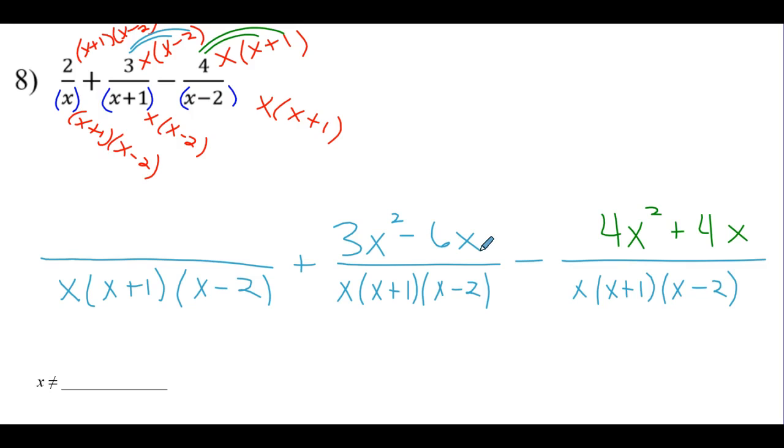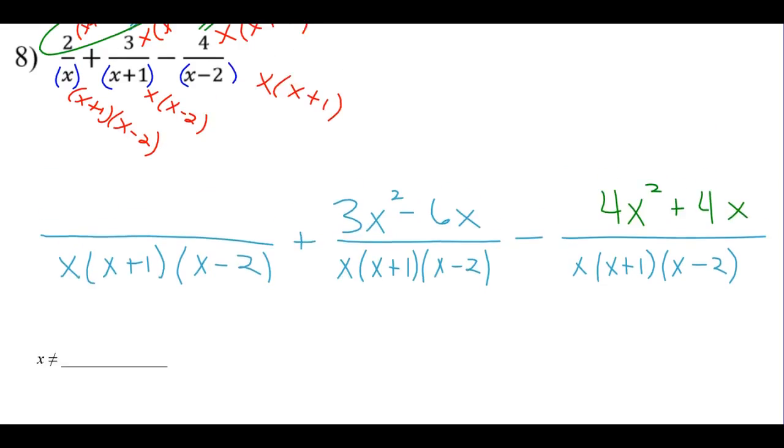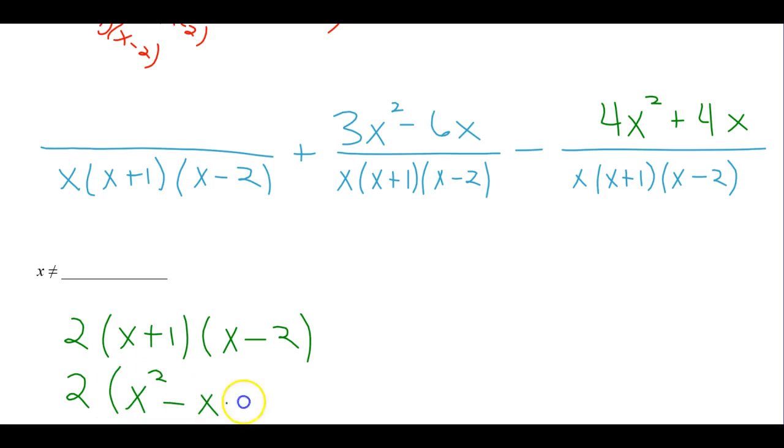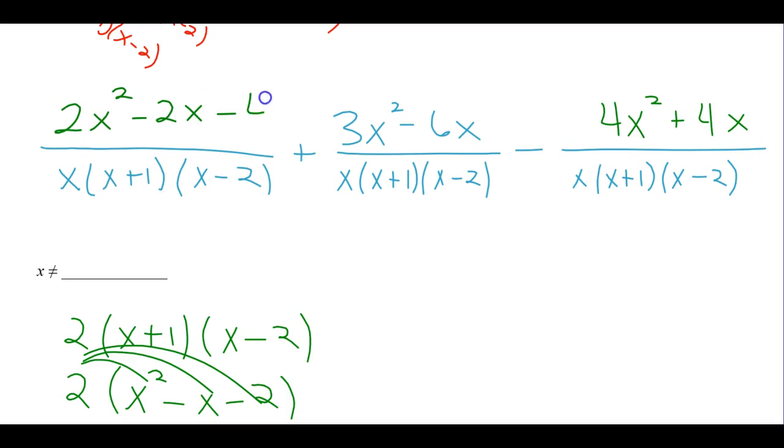Now, we just need to FOIL this whole thing out right here. So I'll just pull it down here. It's 2 times x plus 1 times x minus 2 is what that whole numerator was. So I'm going to leave the 2 out front and go ahead and FOIL these out. So that would be x squared minus x minus 2. Because the negative 2 plus 1 would combine. And then if I take the 2 through, that would end up being a 2x squared minus 2x minus 4.